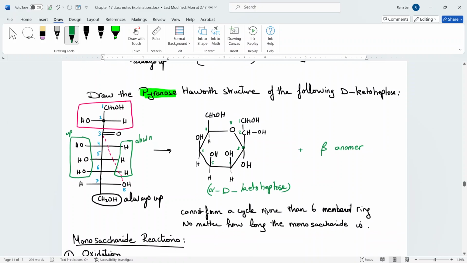Just a side note in here: we cannot form more than a 6-membered ring, no matter how many carbons the monosaccharide has. The maximum ring size that we can form is a 6-membered ring.